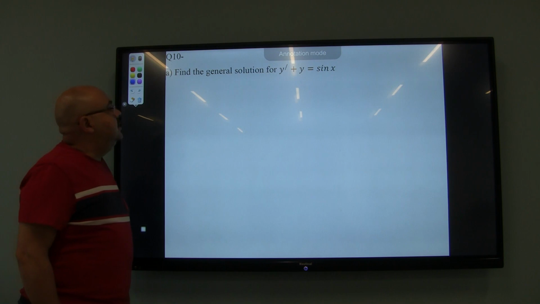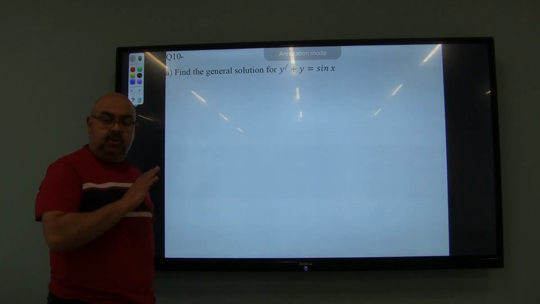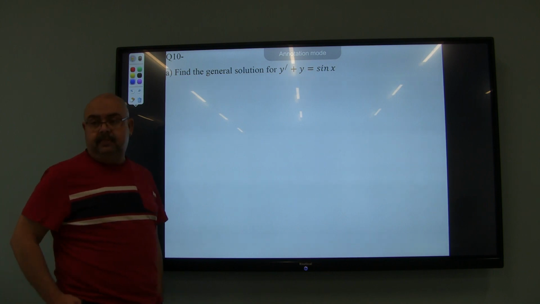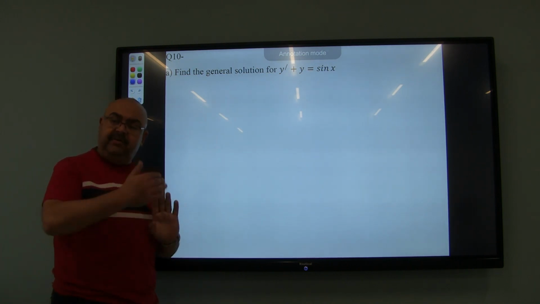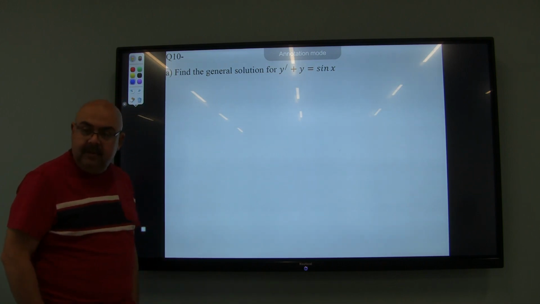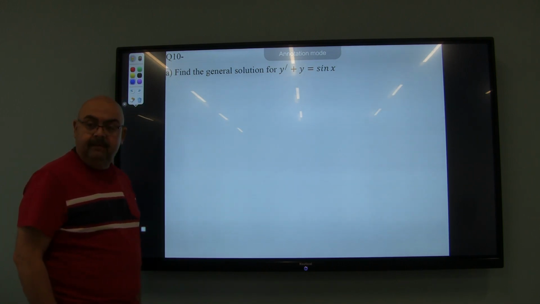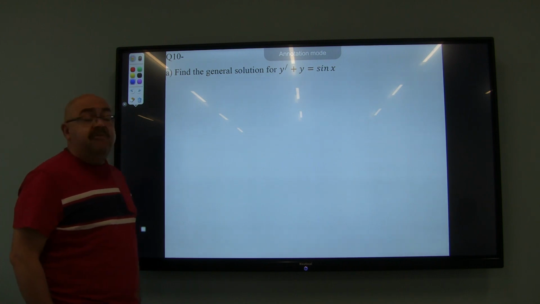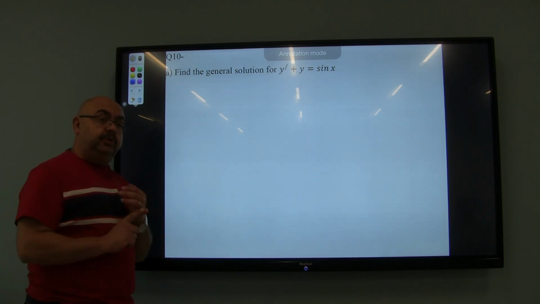Can you get y dash on one side only times a function of y, equal sine x times a function in x? We're not going to be able to do it. Try to get f of x dx equal f of y dy. Is it possible? If I replace every y by lambda y and every x by lambda x, is the problem going to change? Yes, it will change. So you can't solve it using separation.